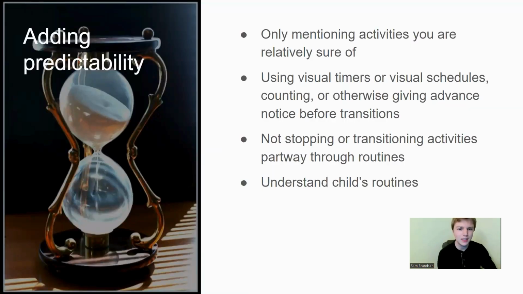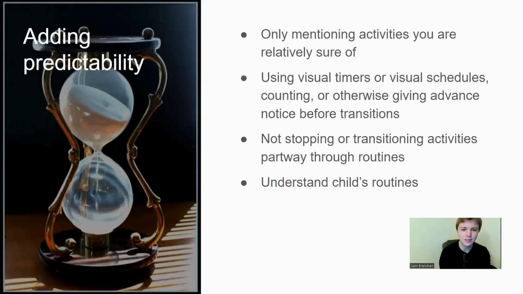Other ways that we can add predictability is to only mention activities that you're relatively sure will actually be able to happen. And this can be tricky. It's not possible to predict everything. But for example, if you want to take a child to see their friend in a different part of the playground or play area, if you say, okay, we're going to go to the sandbox and see your friend, it's best to only mention that if you're really quite sure that their friend is going to be in the sandbox. Otherwise, you might take them to the sandbox and it will be suddenly different than what they expected, and they might have to then go to a different location to look for their friend. So kind of just keeping that in mind as you're making suggestions.